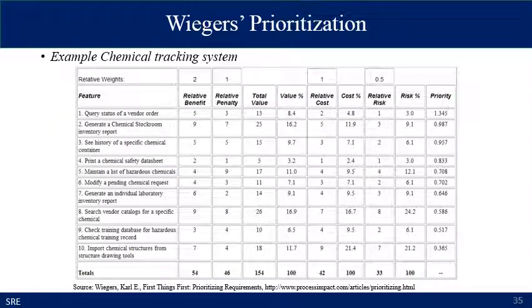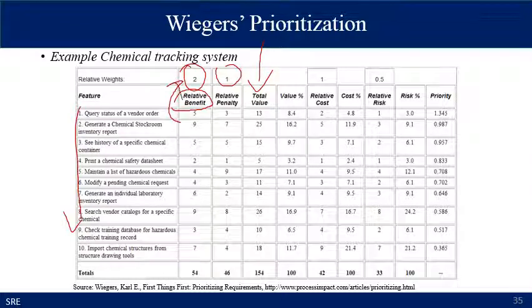So here is an example done for the chemical tracking system, and we have a number of features identified, named from 1 to 10, and there are different requirements. So first we have identified the relative benefit for each requirement, and we have specified the weight as 2 for the relative benefit. The relative penalty has the weight 1, and it is identified for each requirement. If that requirement is not included, what harm it can produce for the stakeholders. The total value is summed by multiplying each of the values with its weight and adding them together.